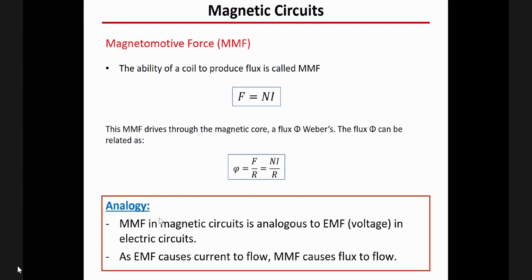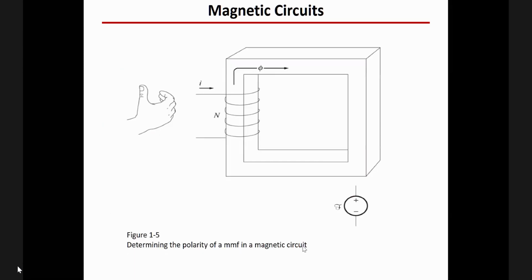So this is the analogy here. It can be compared to electromotive force, voltage, in an electric circuit, which causes current to flow. MMF causes flux to flow in a magnetic circuit.